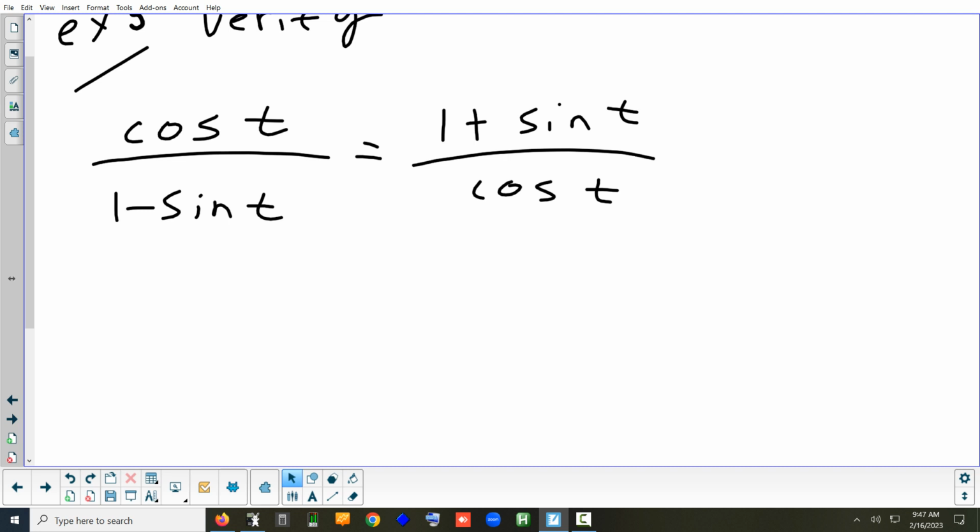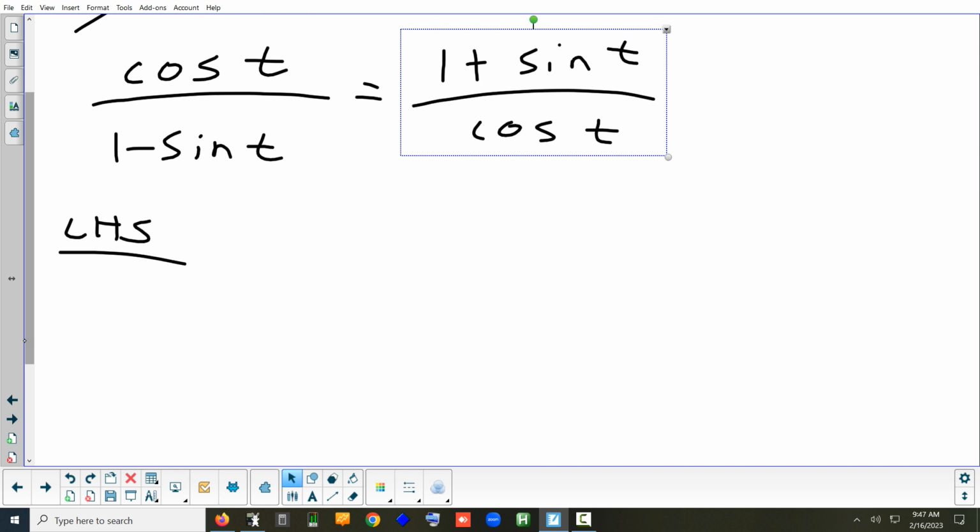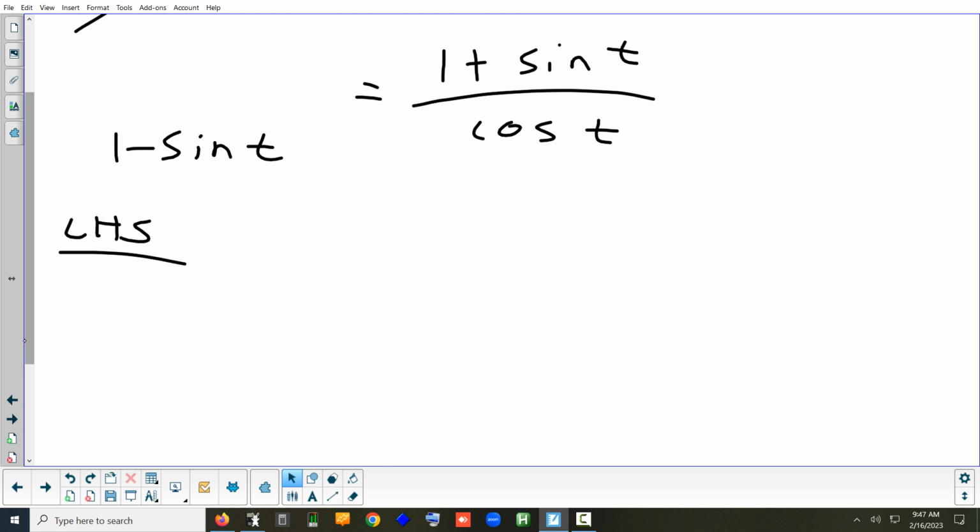Now, I said to start with the side that looks more complicated, and I don't really think either side looks more or less complicated. They look about the same. You've got two different trig functions with a fraction and a number in the top. So you can start with either side that you want. It's not going to make this any more or less difficult. Let's do the left-hand side. Let's see if we can simplify the left-hand side. Well, it's not even really going to simplify. Let's see if we can turn the left-hand side into the right-hand side.